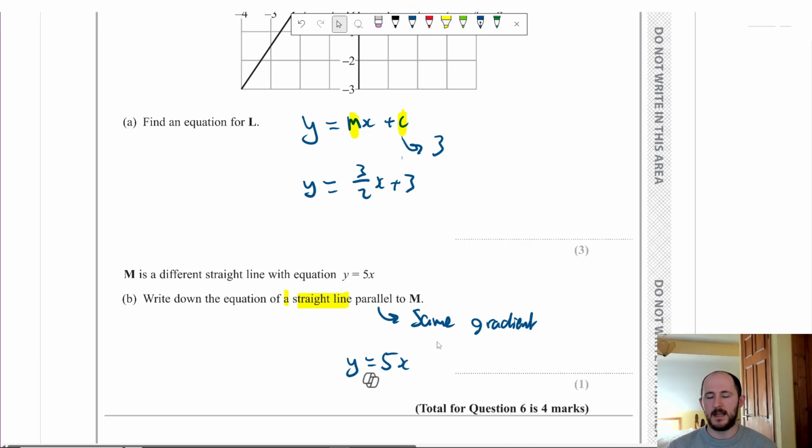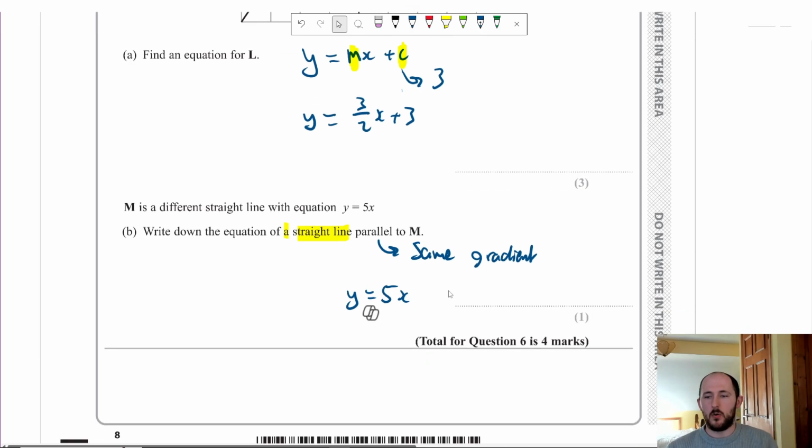Now here's where things get interesting. All you need to do is write plus or minus any number that isn't 0. Because every single equation, so it could be plus 3, it could be minus 10, it could be plus 4.5, it could be minus that number, it could be anything. Because any of these lines will be parallel to y equals 5x because they all have the same gradient.